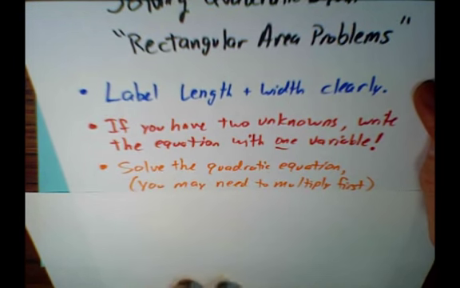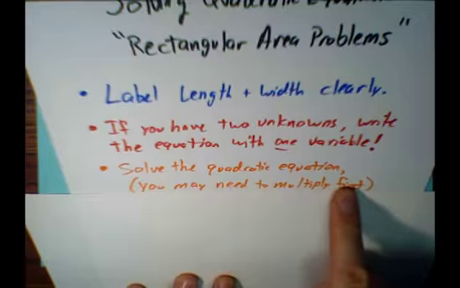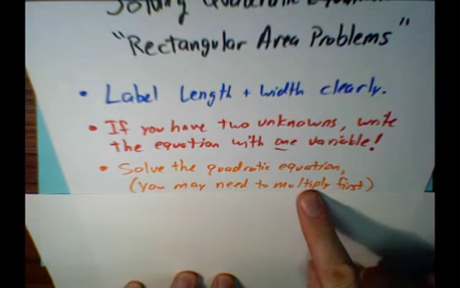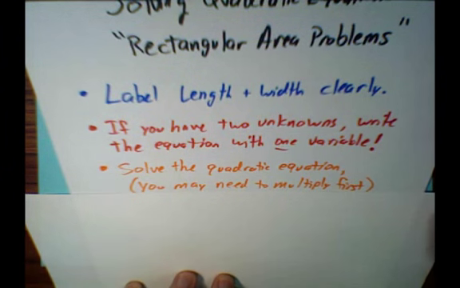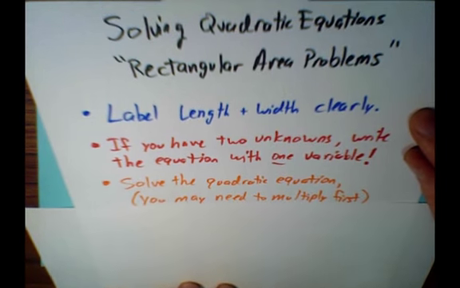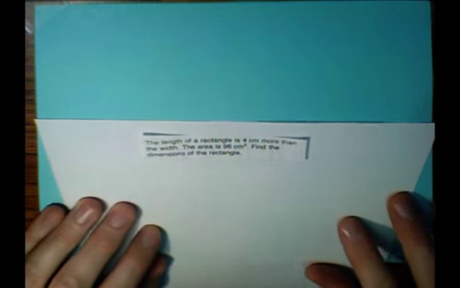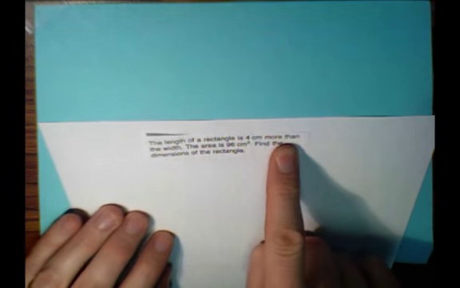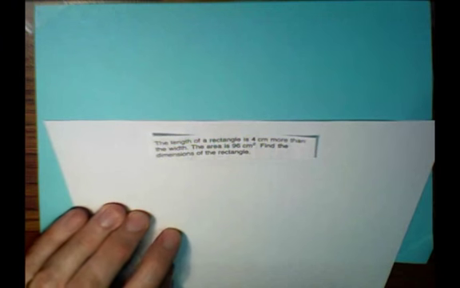And then you can solve the equation, but you may need to multiply first. Oftentimes, your equation will not look like a quadratic equation until you multiply, and then you'll see you'll have a squared term. So let's take a look at an example. Now, I'm recording this on a laptop with a webcam, and the webcam is not designed to focus closely, so this may be a little blurry, but we'll read it out loud.